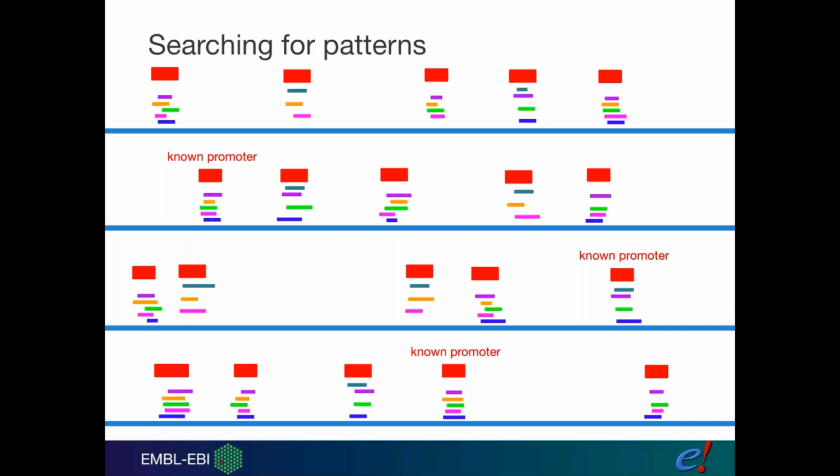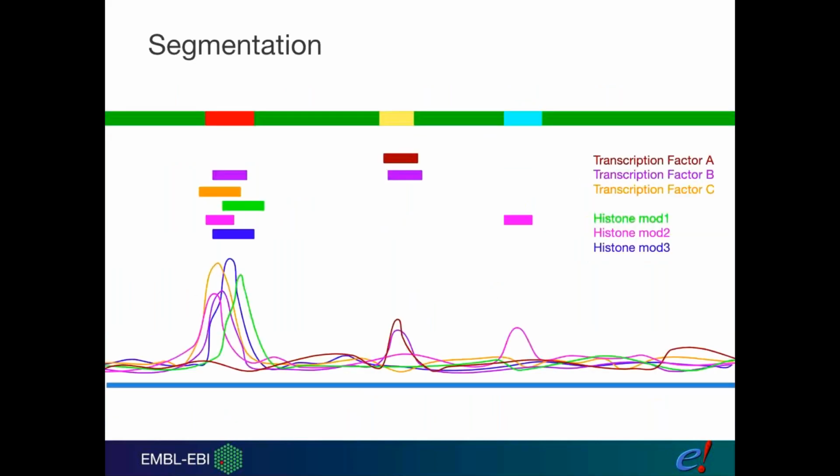So you have loads and loads of different patterns across the genome, and we train this machine learning to identify these patterns and to recognize them. And it produces what's called segmentation. So across a single cell type, it can then say, this part of the genome is doing this, this part of the genome is doing that, based purely on this pattern finding.